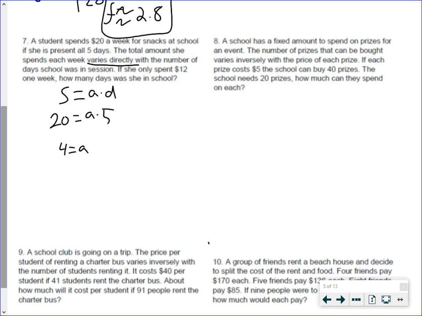So we can take that A and put it back into our original equation. So we get that S equals 4 times D. That's our general equation, and what we can use to solve for just about any problem in this context.